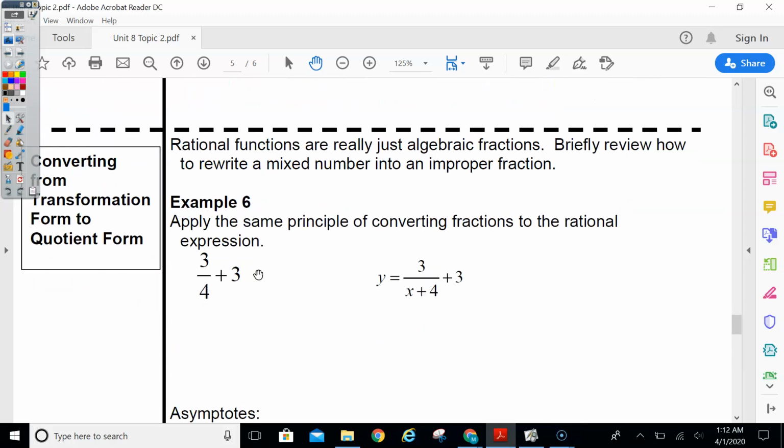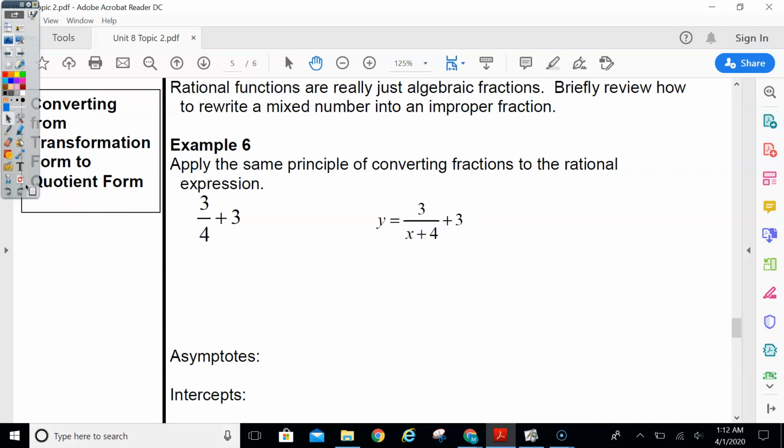Alright, so here we're converting from form to form. We know transformation form is a, h, and k, so we're taking a, h, and k form, and we're converting it to the new form, which is standard quotient form, which is (ax + b) over (cx + d).